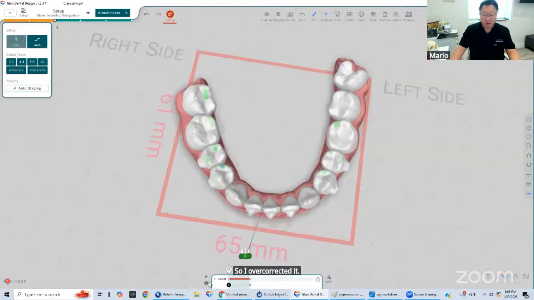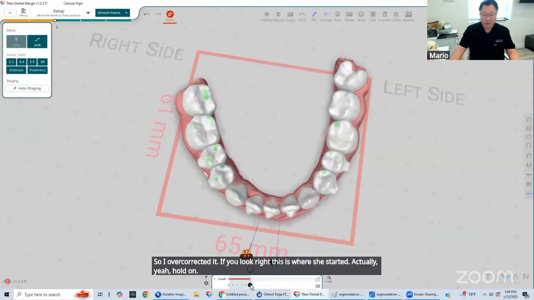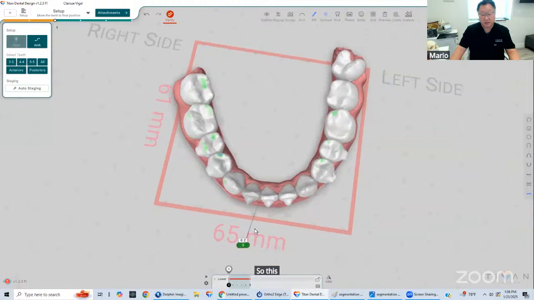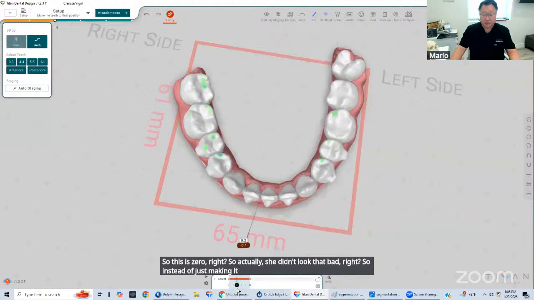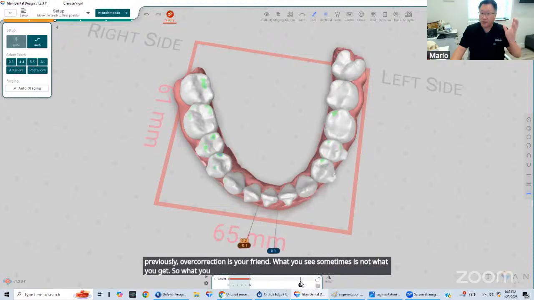If you look, right, this is where she started. Actually, yeah, hold on. So this is 0, right? So actually she didn't look that bad, right? So instead of just making it perfect, I overcorrect. Remember I mentioned previously, overcorrection is your friend. What you see sometimes is not what you get. So what you see in the aligner, you've got to really think about the patient.